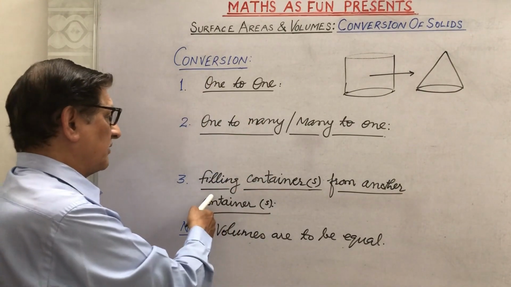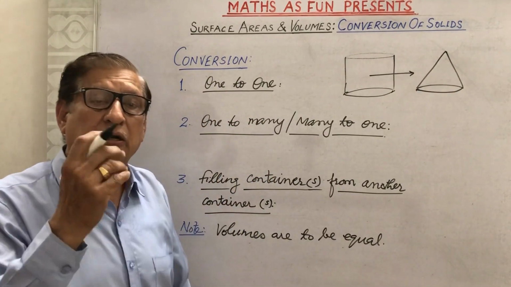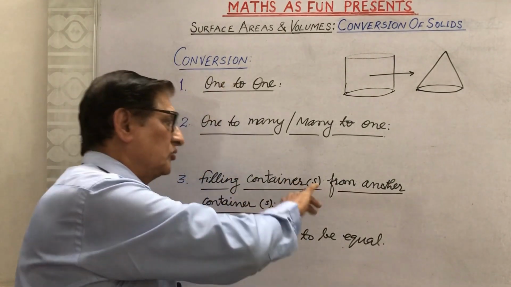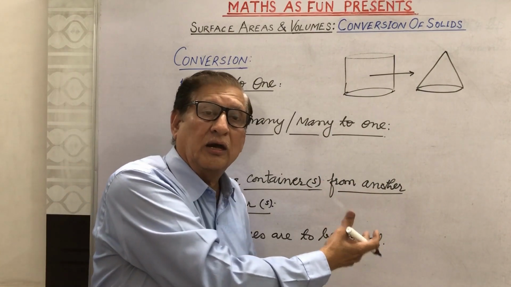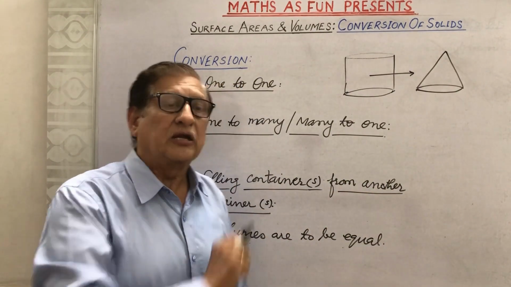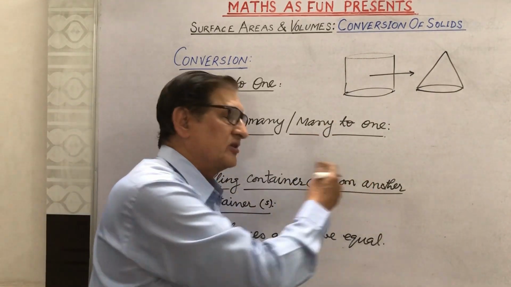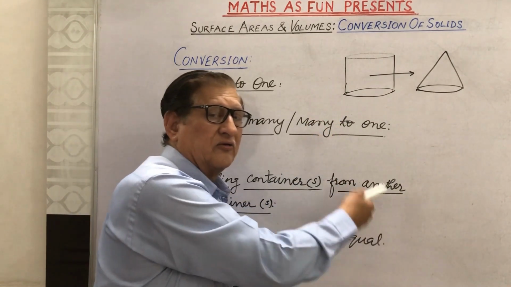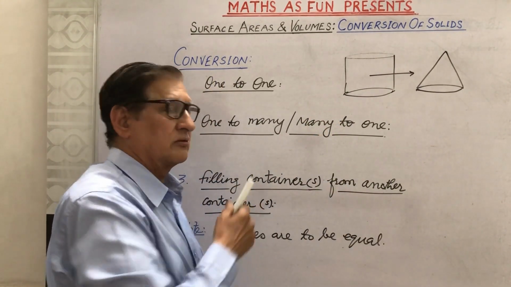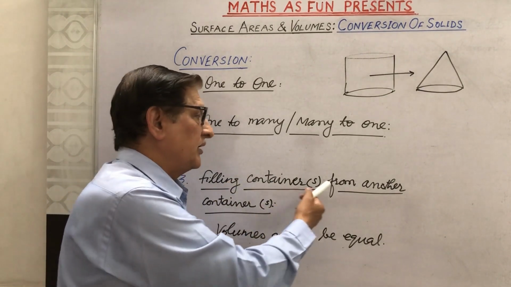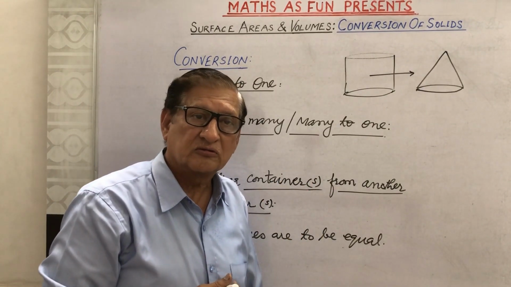The third case may be if we have a container filled with some liquid and we want to fill it in another solid or small solids, then how many solids can be filled with that, or up to what height the new container will be filled by that liquid. That we can find out by equating their volumes.